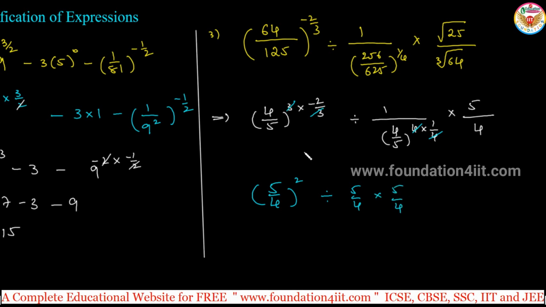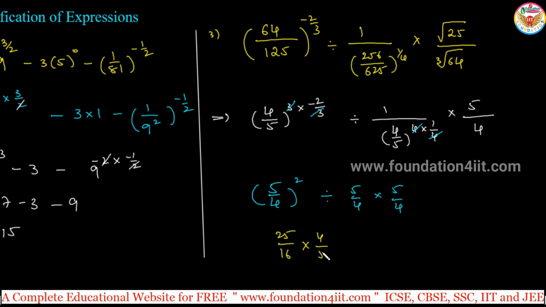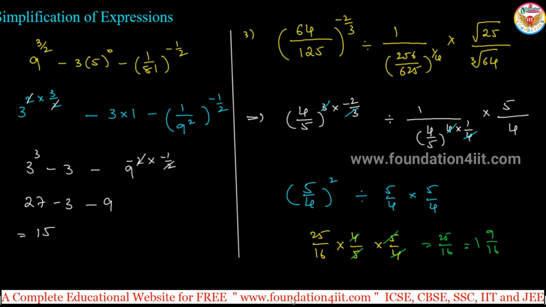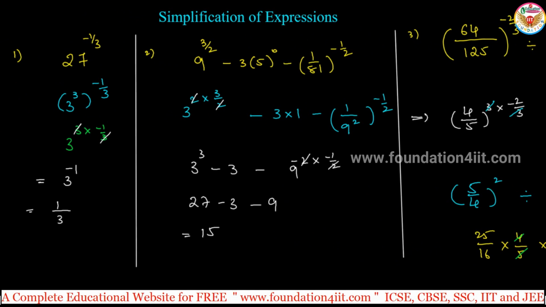As per the BODMAS rule, first you should do the division part. (5/4) whole power 2 is 25 by 16. Whenever you keep the multiplication sign, it will be the reciprocal, so 5 by 4 becomes 4 by 5, times 5 by 4. Simplify: 4 and 4 cancel, 5 and 5 cancel, and finally we get 25 by 16. Written as a mixed fraction, it is 1 9/16. So use the exponent properties to solve these.